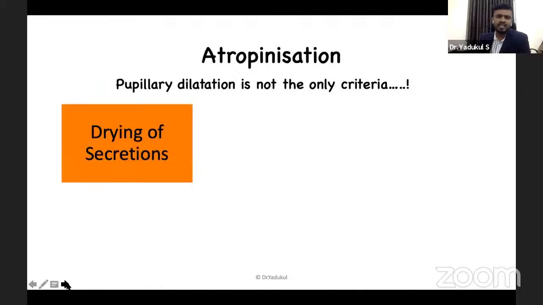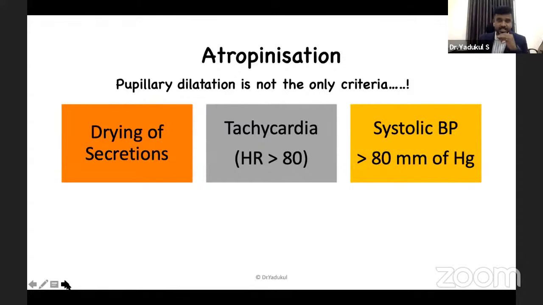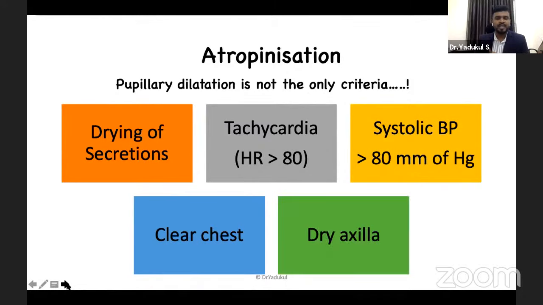So what are the other criteria we have to see? First thing is we have to see for drying of secretions. As I said, in OP compound, the first symptom will be an increase in secretions. So you have to look for the drying of secretions in atropinization. Second thing is tachycardia, heart rate more than 80. Systolic BP should be more than 80 millimeter of mercury. There should be a clear chest. There should be no disturbance as such. And you have to see for dry axilla. So whenever you fulfill these criteria, you mean that it is atropinization. Remember, just the pupillary dilatation is not the only criterion. Among these, that is also one of the criteria to tell that the person is atropinized.